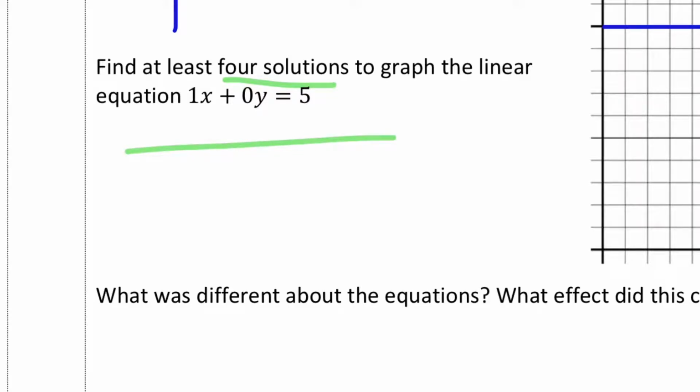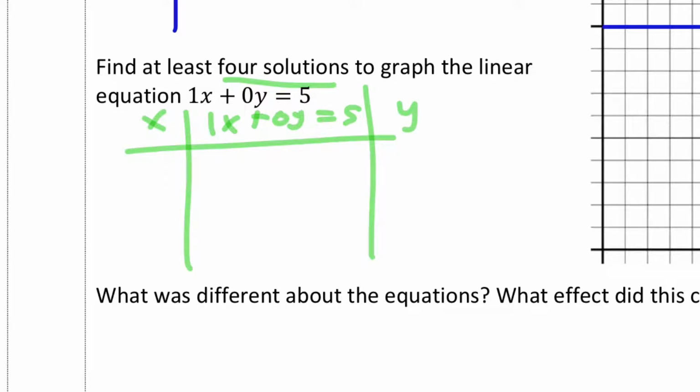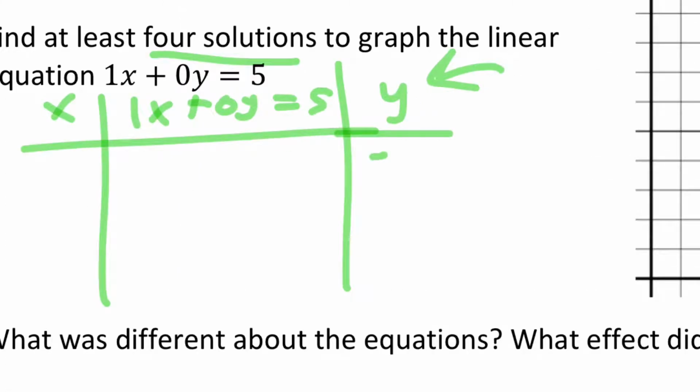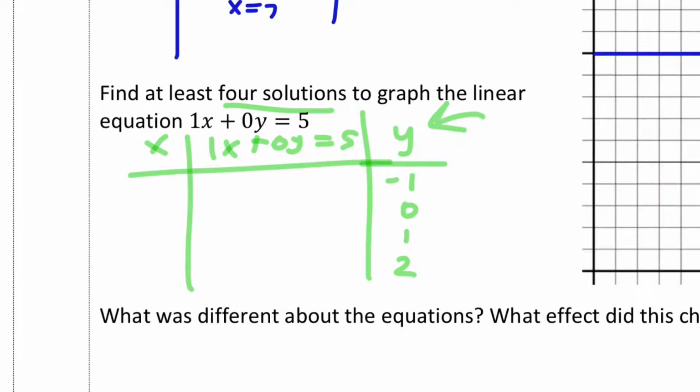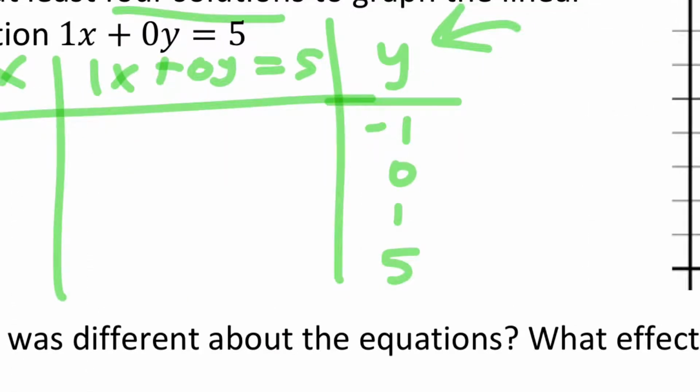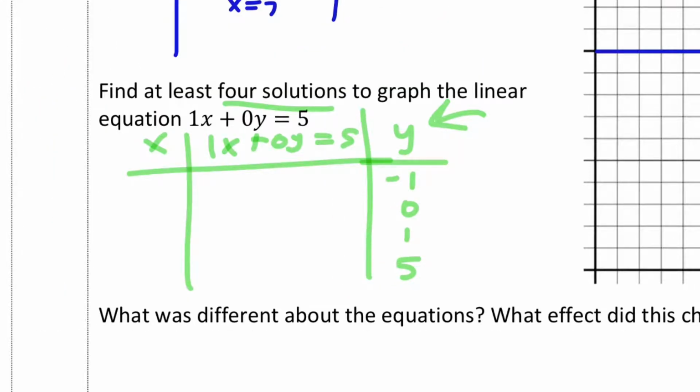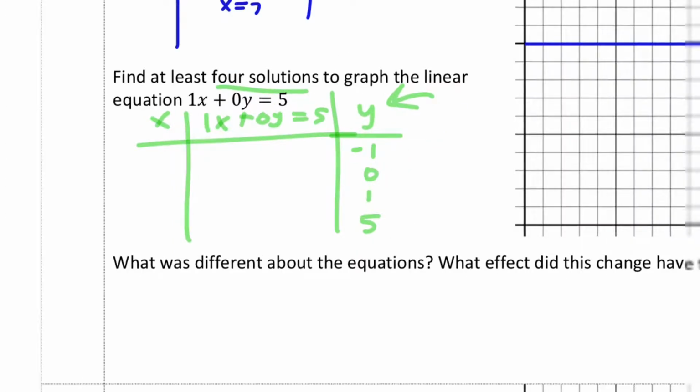So we're still going to make a table: x, 1x plus 0y equals 5, and y. Okay, I'm going to ask that we choose values for y for this problem, and you'll see why in just a second. Here, -1, 0, 1, and 2. Or actually, let's change the last one to 5 or something like that. Okay, so now we're going to plug these in. And this may be a lot simpler than you're realizing at this moment.